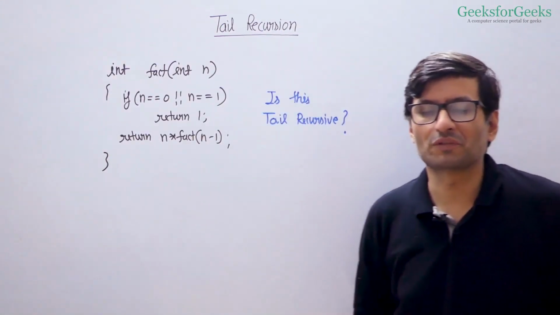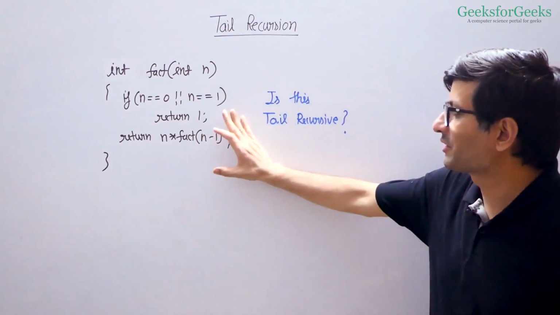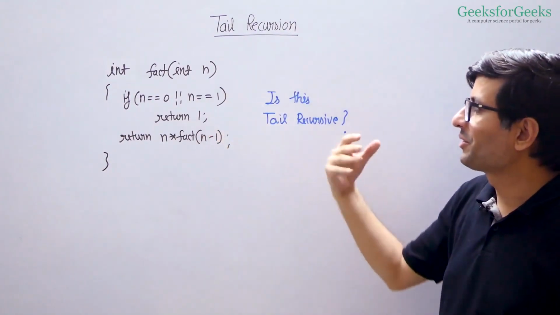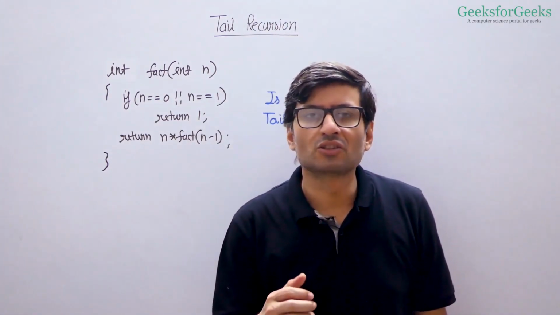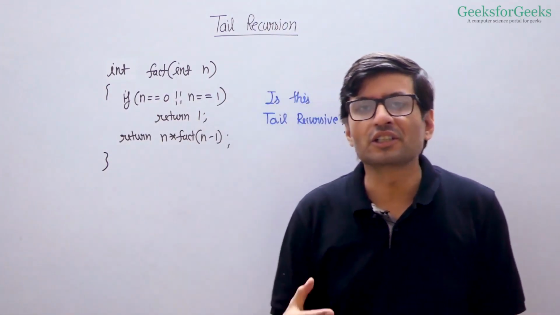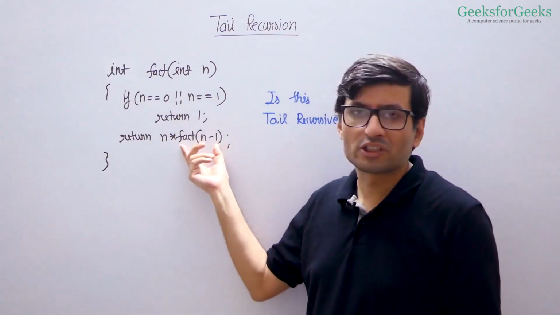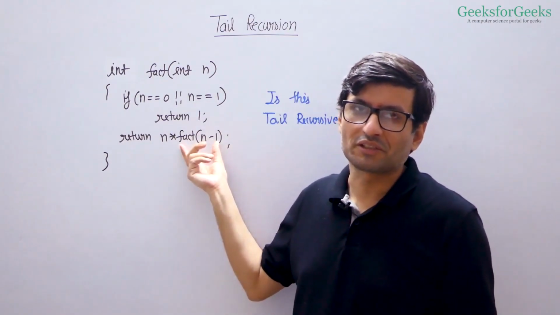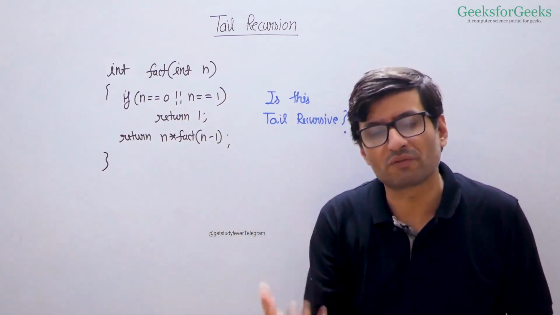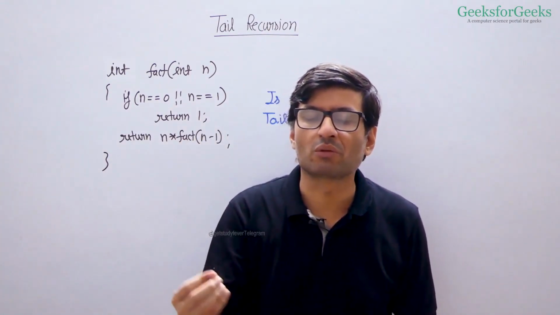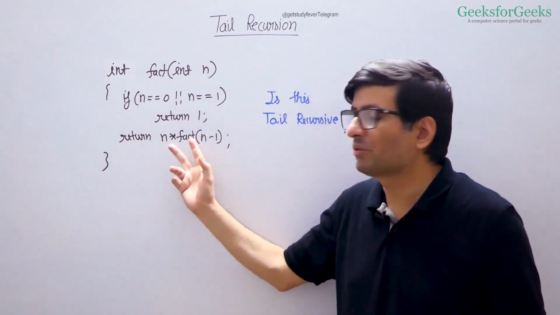Now one last question for you. You need to take a look at this factorial function and guess whether it is tail recursive or not. This function is not tail recursive. The reason is the recursive call is not the last thing that happens in this function. When you call factorial of n-1, you need to know the result of factorial of n-1 and then you need to multiply this result with n and then you need to return.